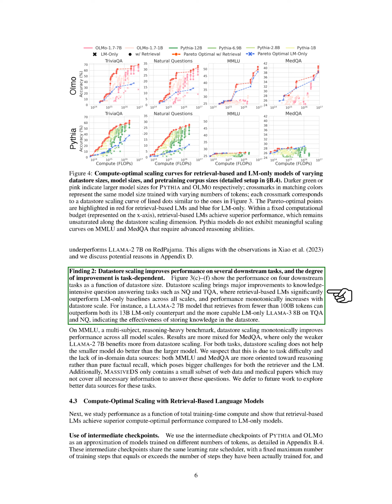datastore size increases. For instance, the Llama 2 7B model, when retrieving from fewer than 100 billion tokens, can outperform both its 13B language-only counterpart and the more capable Llama 3 8B on TQA and NQ, highlighting the effectiveness of knowledge storage in the datastore.